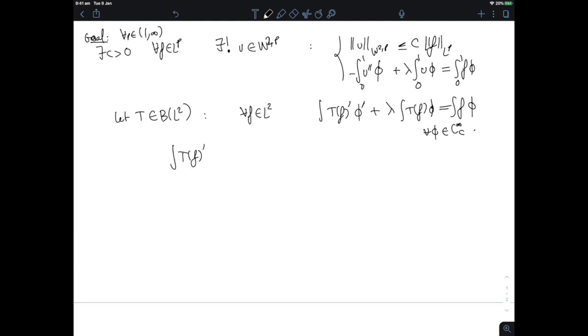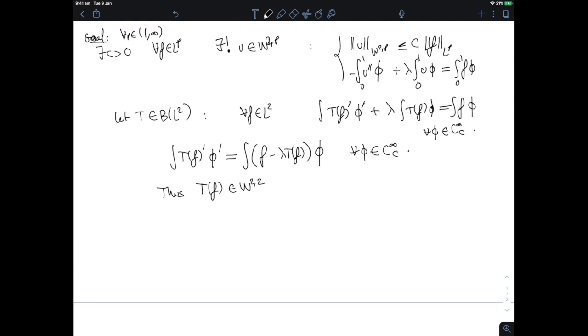What can I say about (Tf)' tested against phi'? I can say that this is equal to f minus lambda Tf tested against phi, for every phi in C infinity compactly supported. Now that is literally telling me that, because this holds for every phi that is compactly supported, (Tf)'' exists. So Tf second derivative exists as an element of L2, or put it in a different way, this means that Tf is in W^{2,2}.